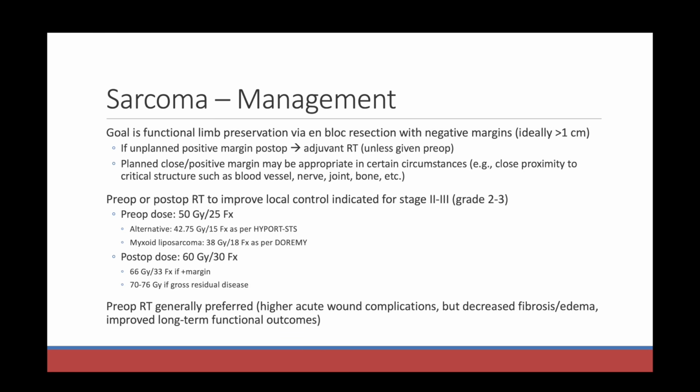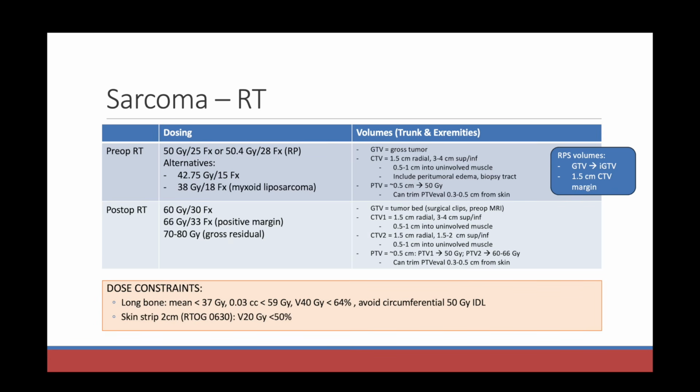So we as a field generally prefer preoperative radiation because it decreases those long-term functional complications. So the preoperative dose is 50 gray in 25 fractions, but if you have myxoid liposarcoma, 38 gray in 18 fractions. Just some pearls for radiation planning for sarcoma.